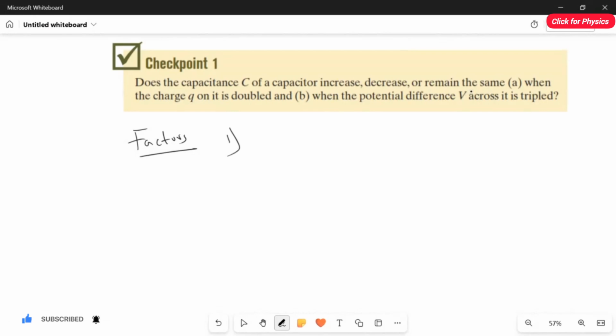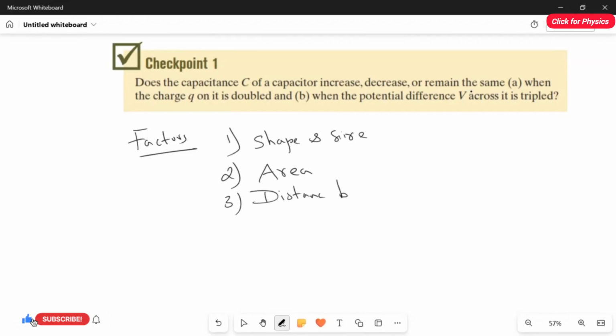The first main factor is the shape and the size of the plates of the capacitor. The second main factor is the cross-section area of the plates. The third main factor is the distance between the two plates. And the last factor is the dielectric medium which we keep in between the plates.